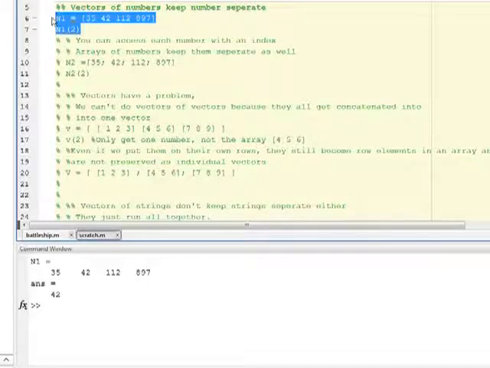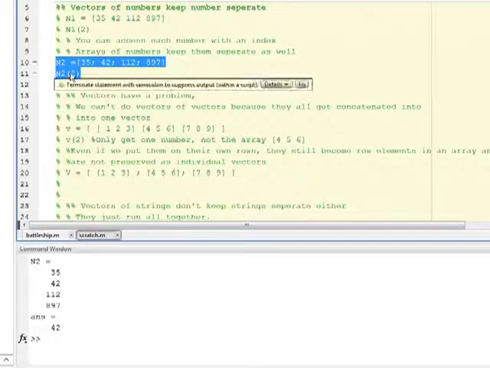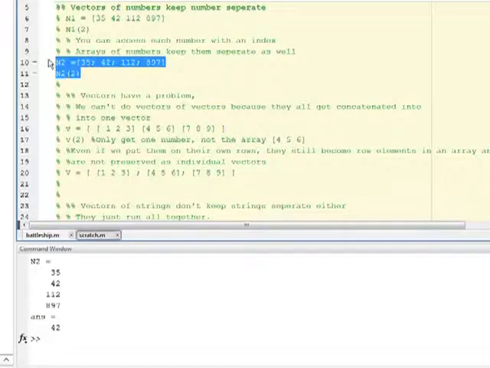It also does it in arrays. This is a vertical array, but it's keeping them separate. So I can access with N2 of 2 the whole number 42. So it does that well with individual numbers.